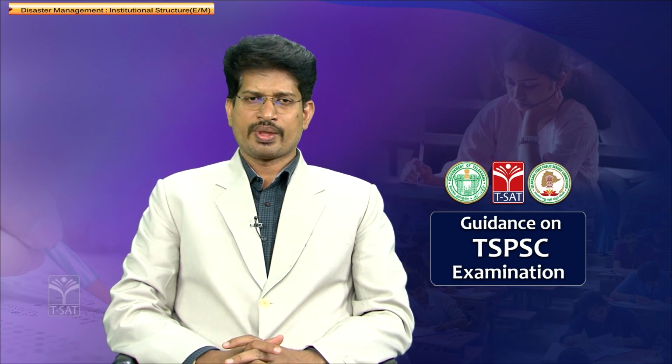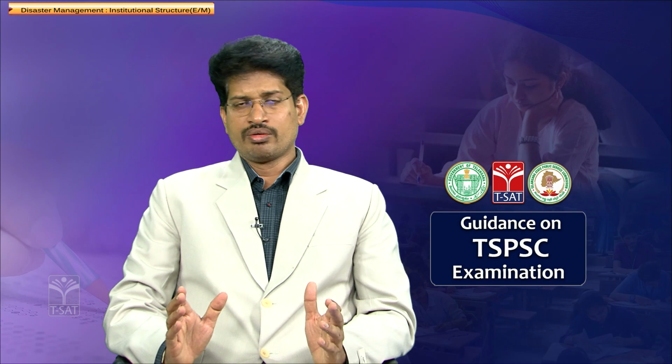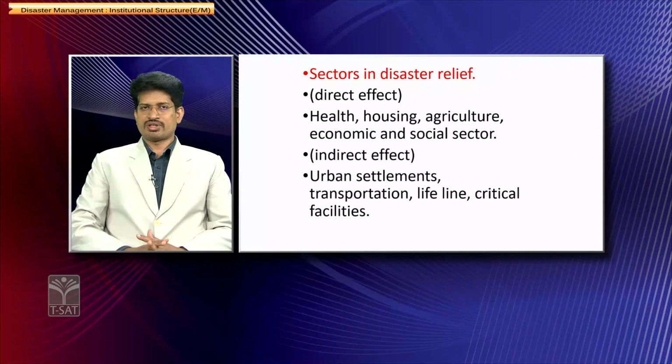Apart from this, in the case of urban settlements, for example, there is an indirect impact in terms of transportation, lifelines like power or hospitals or critical facilities. When they are impacted, indirectly we get impacted, but to an extent we will be able to survive for some days without them. But with direct impacting sectors, survival itself becomes a question. That is the fundamental difference between these sectors which are direct and indirect.